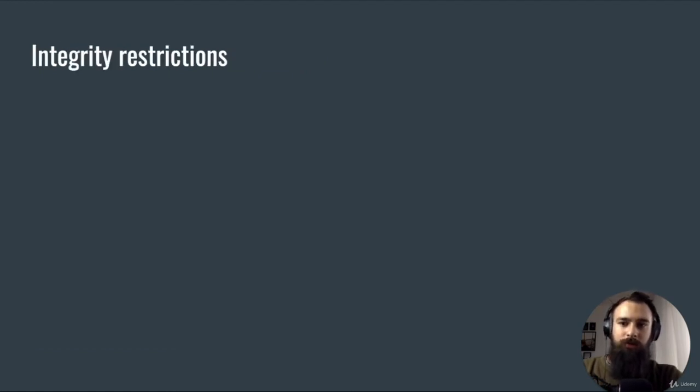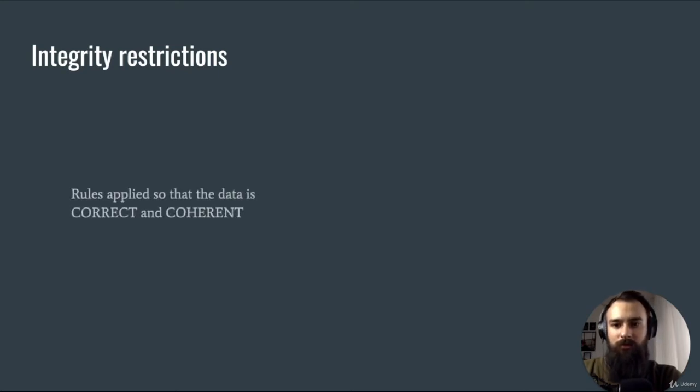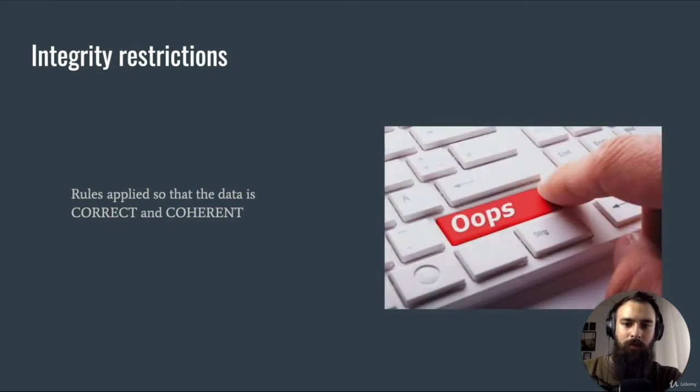The integrity restrictions. The integrity restrictions are rules applied so that the data is correct and coherent. What do I mean by that? I mean that on every column of the database we can apply a rule to be sure that the data stored in that specific column is correct. For example, we may have a table where we store data about our customers, and each customer has a phone number, and if we know that every phone number has 10 digits, then we can apply a rule that makes sure that every value we store in that specific column has 10 digits.